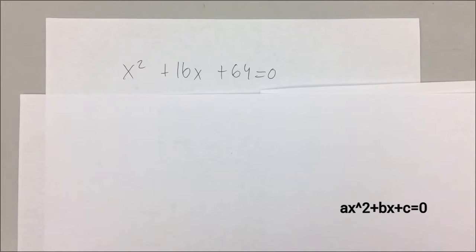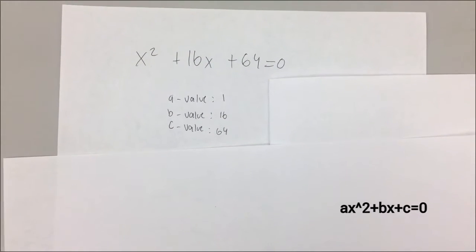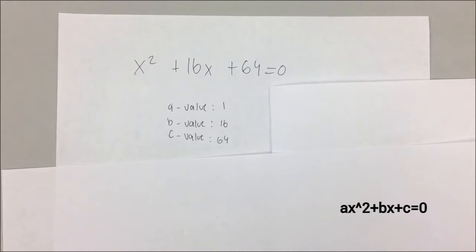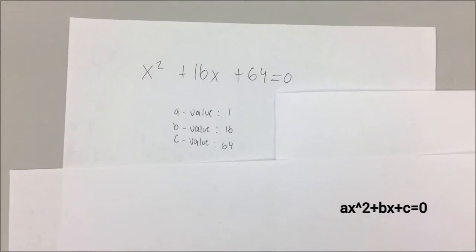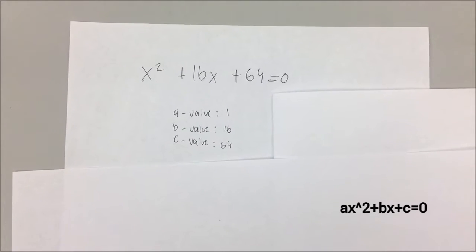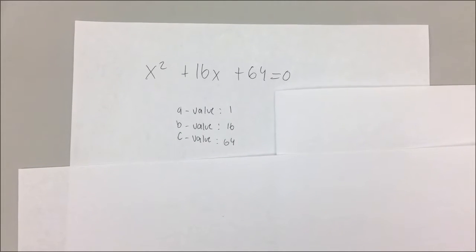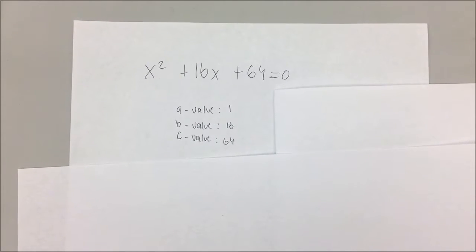First, find the a, b, and c values using the standard form equation ax squared plus bx plus c equals 0. Using the standard form, the a value is 1, the b value is 16, and the c value is 64. Second, factor by using factoring techniques like grouping.